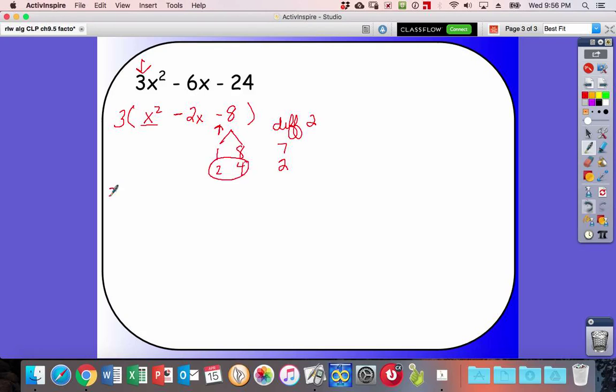So I'm going to come down here. I can't lose the 3. It's still there. I've found the 2 and I've found the 4. But what do I do about the signs? The sign says I now go look at the first sign, and it's negative, and you give it to the biggest factor. Who's bigger, 2 or 4? 4. So the 4 gets the negative. That one gets the positive. Okay? Good luck.